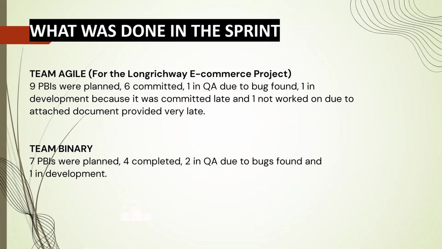What was done during the sprint? For Team Agile, 9 PBIs were planned, 6 committed, 1 in QA due to a bug found, which will be explained later, 1 in development because it was committed late, and 1 not worked on because the attached document was provided very late. For Team Binary, we had 7 PBIs planned, 4 completed, 2 in QA due to bugs found, and 1 in development.